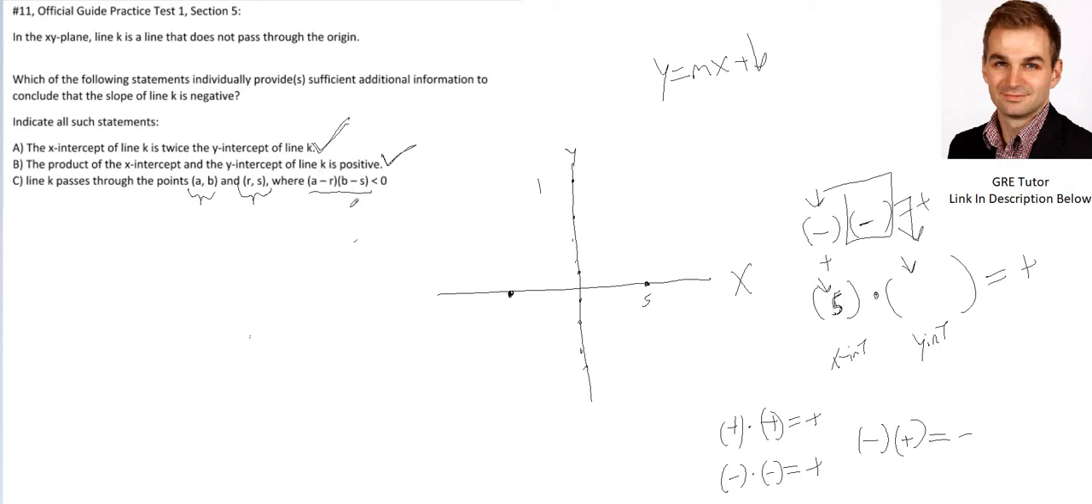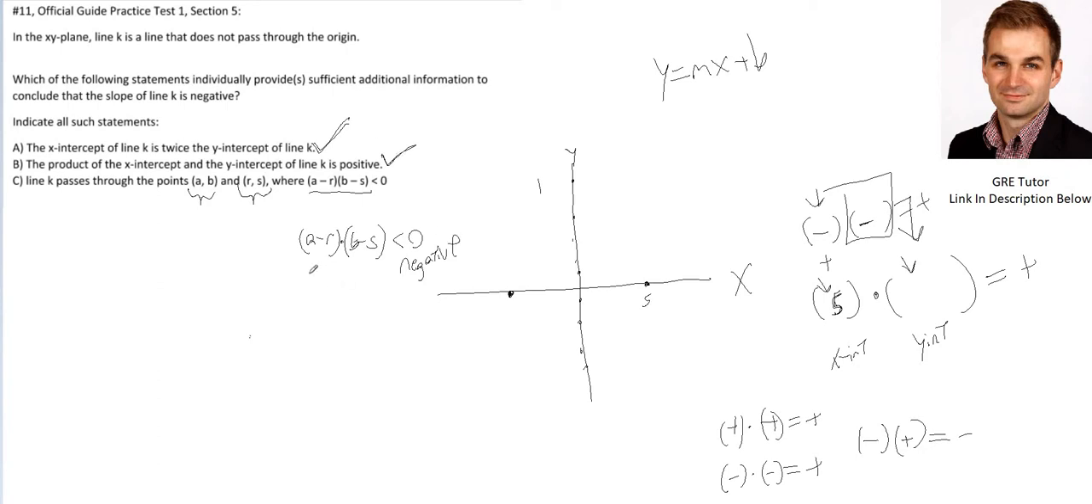Now, let's look at these individual parts, because they've actually done us a favor, and they've put these two things together. They've put A minus R together, and they put B minus S together, and they've had them multiplied by each other, and they say that they're less than 0. Another way to say less than 0 is negative.